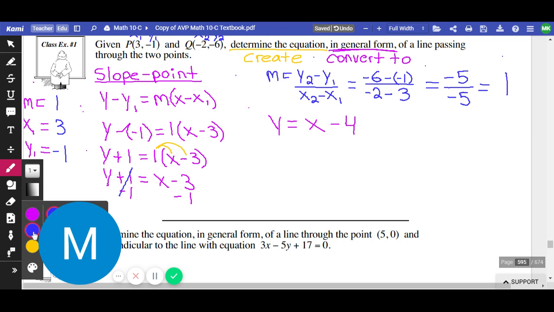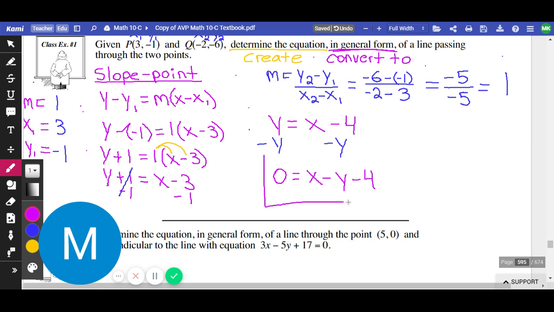My last step of general form would be to subtract y to the other side. I then have 0 equals x minus y minus 4. That's general form because it equals 0. Everything's on one side of the equation. And it follows my rules. My rules were the number in front of x has to be positive. It is. Rule 2, no decimals, no fractions. Look at that. No decimals, no fractions.